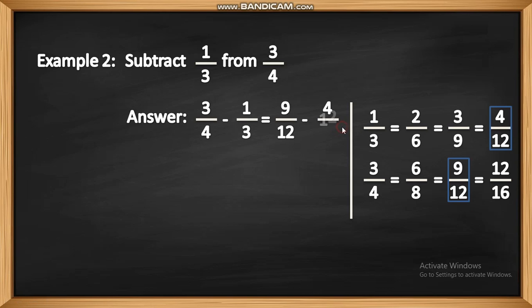Now you can do 9 minus 4 as numerator and 12 as the common denominator. How much is 9 minus 4? That is 5, divided by 12. Okay, it is the final answer.